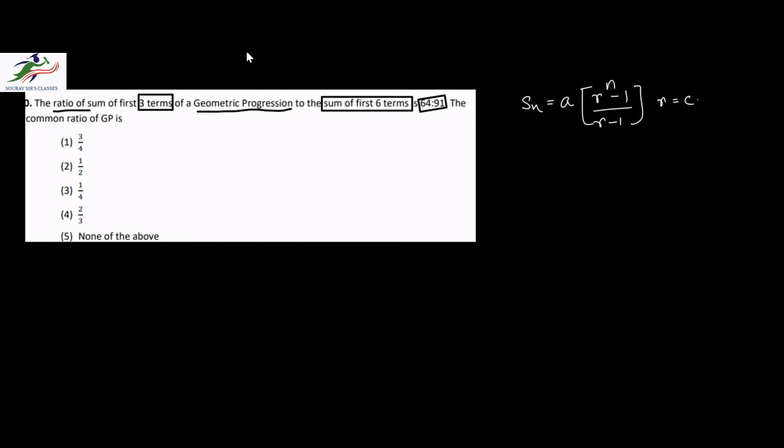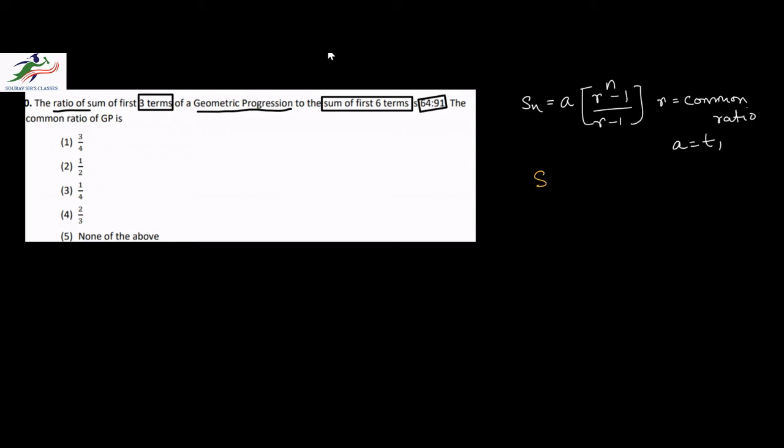The next question says that the ratio of the sum of the first three terms of a geometric progression to the sum of the first six terms is given as 64 is to 91, and we are asked to find the common ratio. So we know that the sum of n terms of a GP series is given by a into r to the power n minus 1 by r minus 1, where r is the common ratio, and a is the first term.